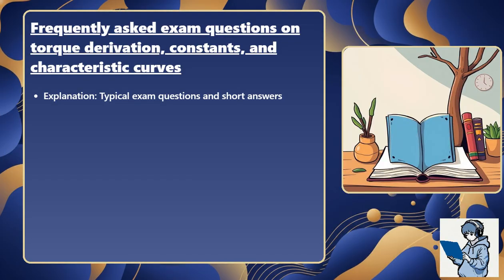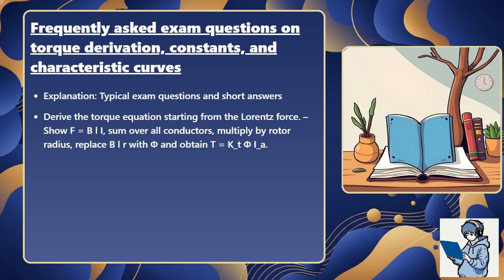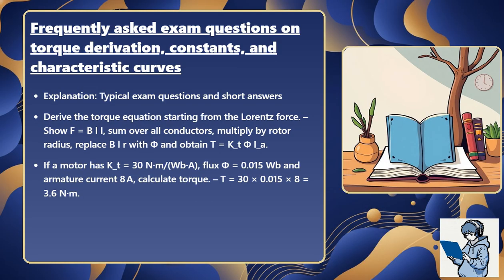Explanation: typical exam questions and short answers. Derive the torque equation starting from the Lorentz force. Show F equals BLI. Sum over all conductors multiplied by rotor radius, replace BLR with phi and obtain T equals KT phi I. If a motor has KT equals 30 Newton meter per Weber ampere, flux phi equals 0.015 Weber and armature current 8 amps, calculate torque. T equals 30 times 0.015 times 8 equals 3.6 Newton meter.